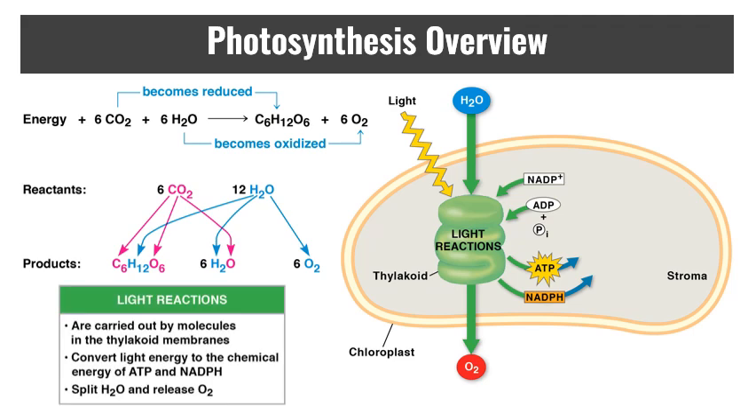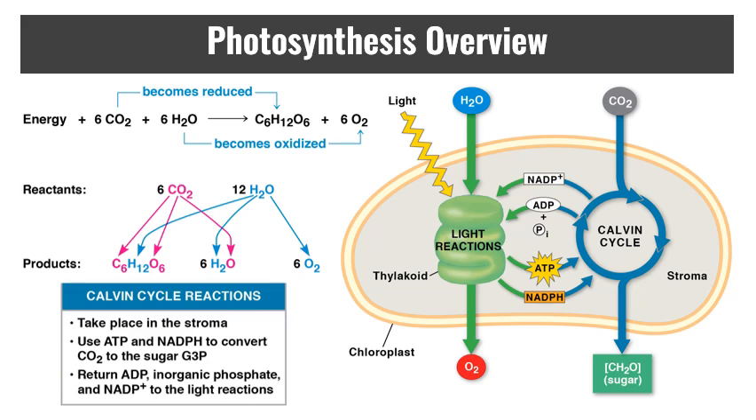So the light reactions are going to be carried out in the thylakoids, and it's going to convert light into chemical energy. It's going to use water and release oxygen. The other half, the Calvin cycle, or the carbon reactions, are going to take the CO2 in and rearrange the CO2 into sugar using the reducing power of the electrons.